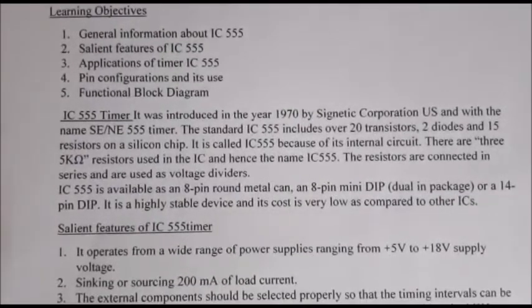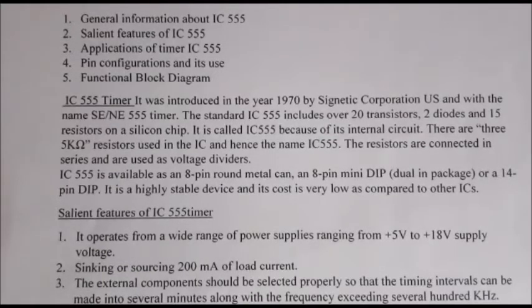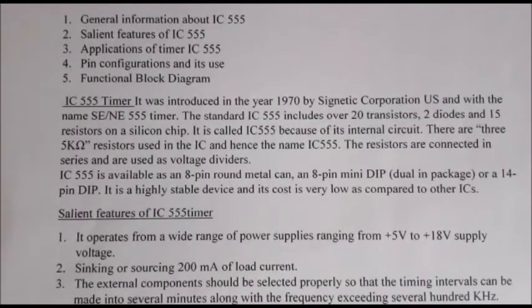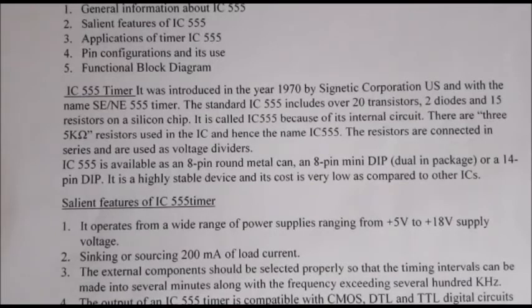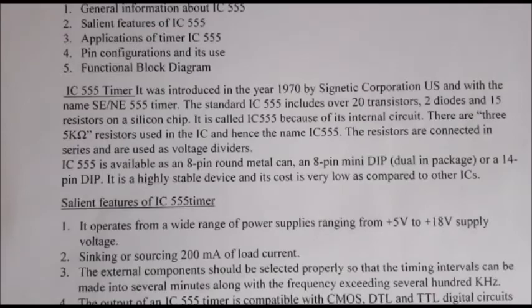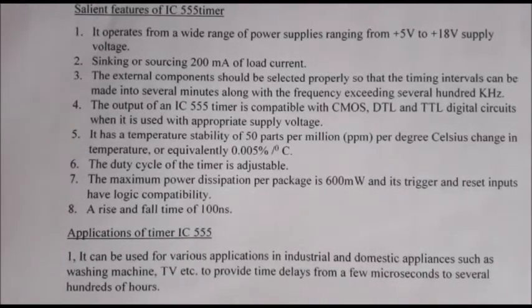IC555 is available as an 8-pin round metal can or an 8-pin mini DIP, DIP meaning dual in-line package, or a 14-pin DIP. But the most common one is the 8-pin IC555. It is a highly stable device and its cost is very low as compared to other ICs. So now we shall discuss salient features of IC555 timer.